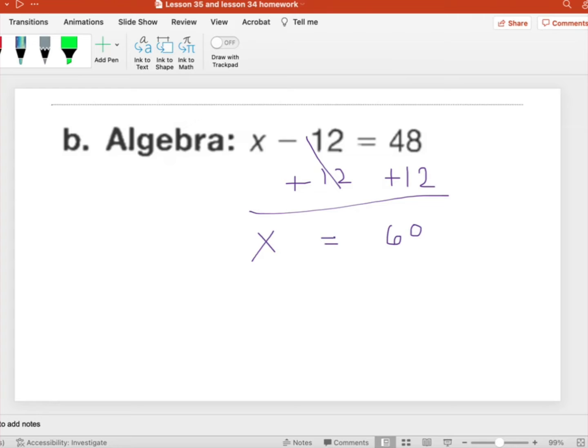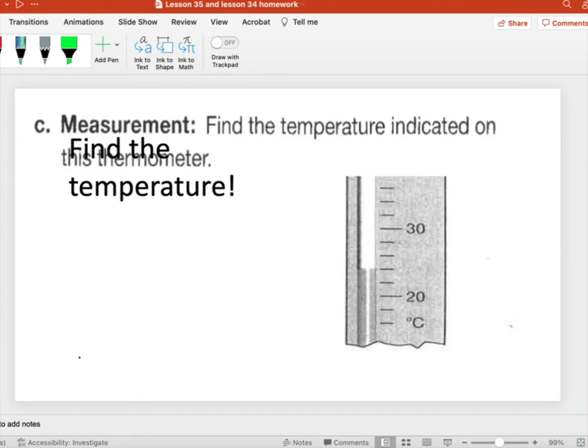So x is 60. On this one, we're going to find the temperature. The temperature is going right here. Now remember, it takes 1, 2, 3, 4, 5 steps to get from 20 to 30. So each one of those steps is 2 degrees. So 2 degrees, 4 degrees on top of 20 is 24 degrees.